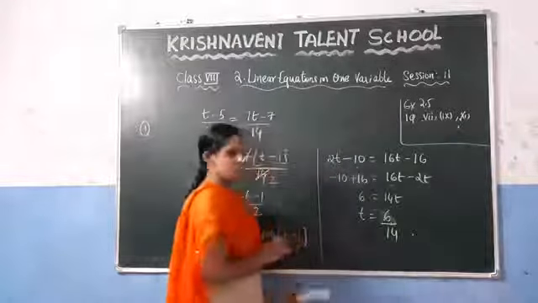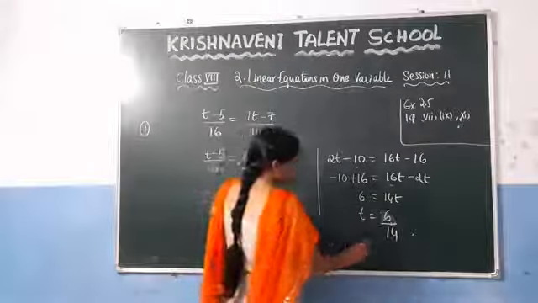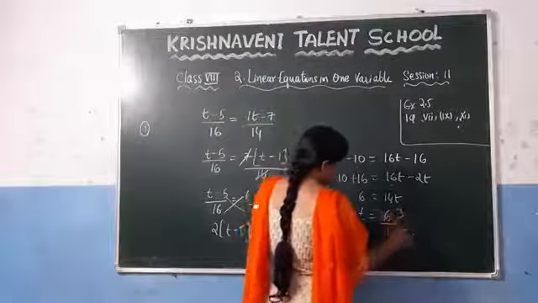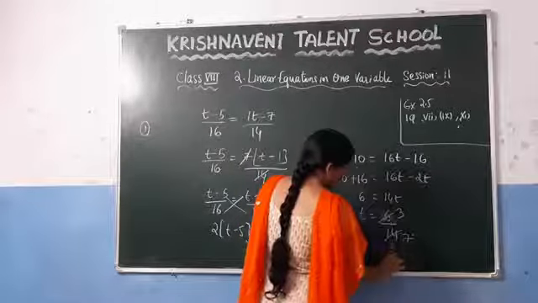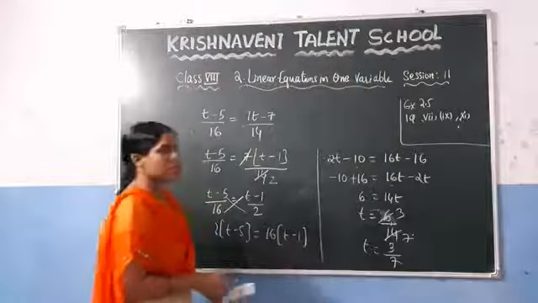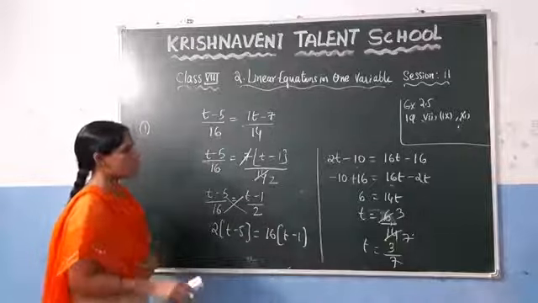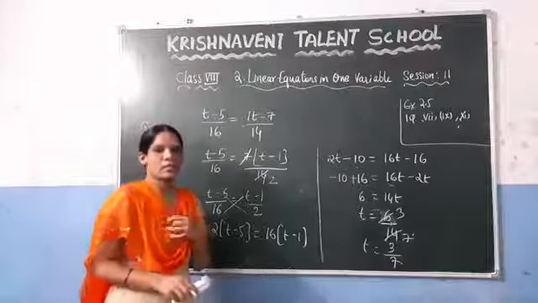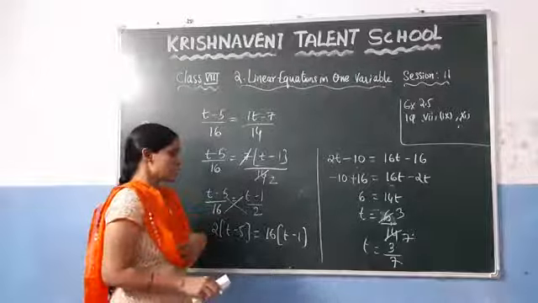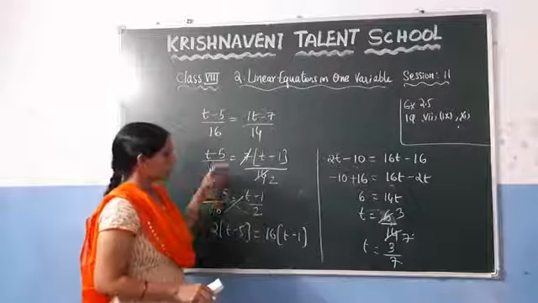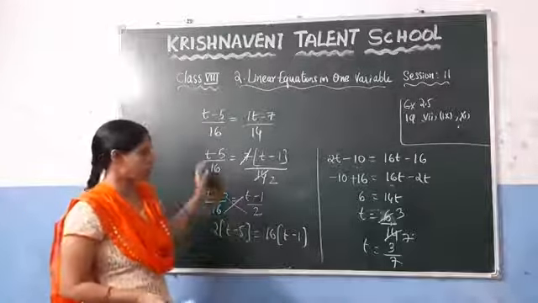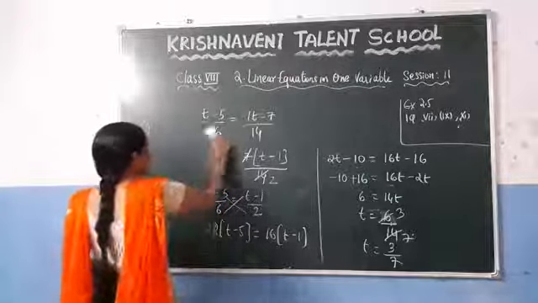Now in which table will it get cancelled? In the 2 table. So you will get 2 3s are 6, 2 7s are 14. So the value of T is 3 by 7. Like that you need to solve. You can do it in any of the ways, by taking the LCM of 6 and 12. It is very simple. So we have done it like this. Now see the second question.